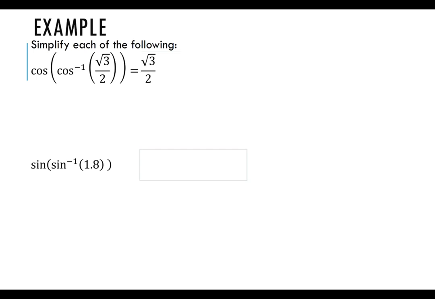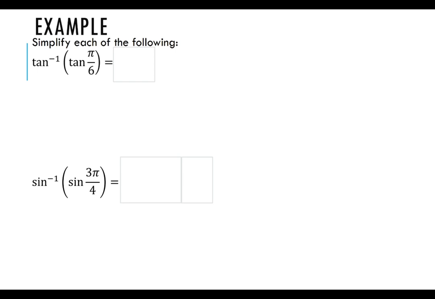And so cosine inverse of root 3 over 2, take cosine of that, we're going to get root 3 over 2. Sine of sine inverse of 1.8, pause for a moment. Is 1.8 in the domain of sine inverse? No, because remember, we can only take values into the sine inverse that go between negative 1 and 1 inclusive, and 1.8 is outside, and so this does not exist.